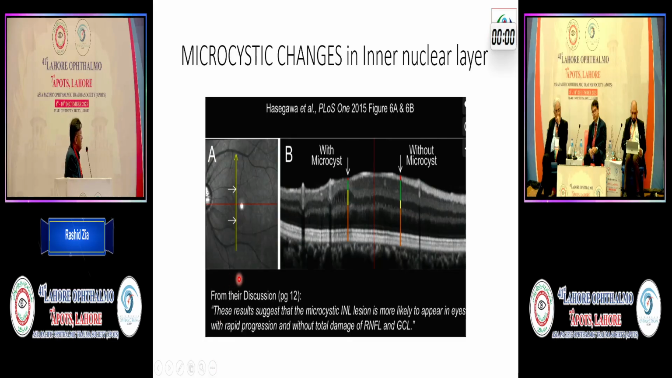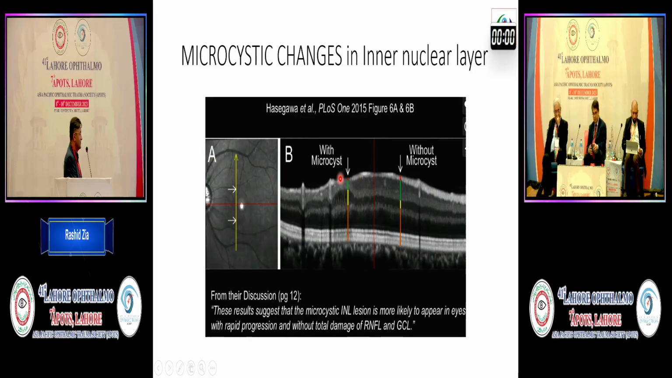This is again important, and you can see over here microcystic changes in the inner nuclear layer. The important thing is that this is also found in advanced glaucoma. So you can see over this portion, the nerve fiber layer is almost all gone. So if you're looking at the retinal thickness or ganglion cell layer thickness, you can be easily mistaken by the green colors. But if you look closely, you can see the cyst.